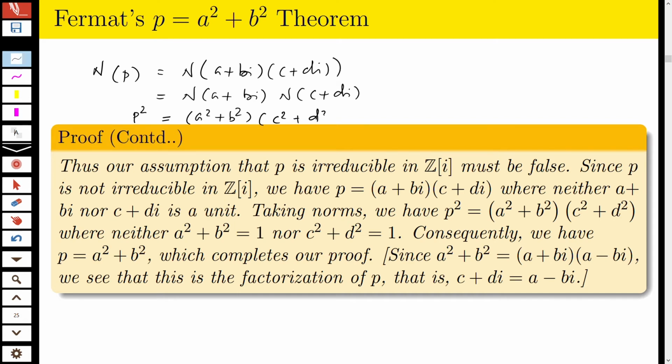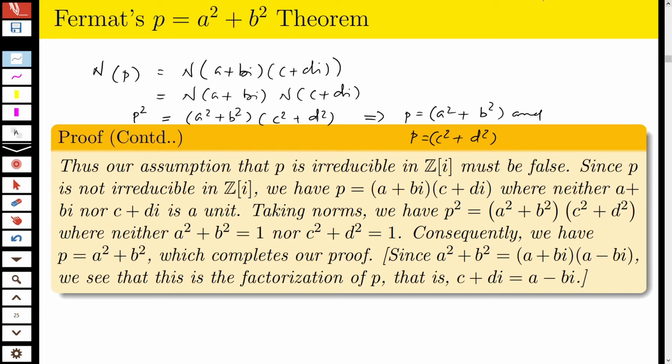And you know that p is an odd prime. Therefore, p squared is equal to (a squared plus b squared) times (c squared plus d squared), which implies p is equal to a squared plus b squared and p equal to c squared plus d squared. So in particular, we are getting that p is equal to a squared plus b squared.